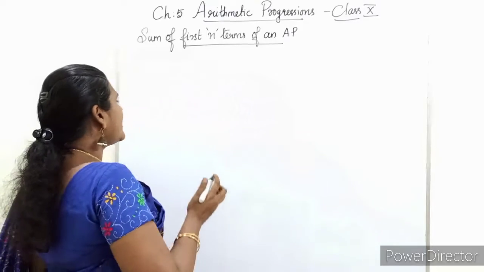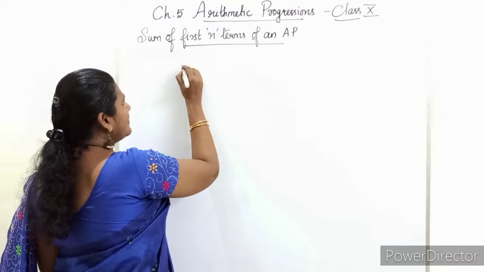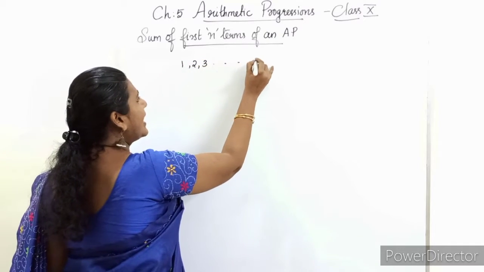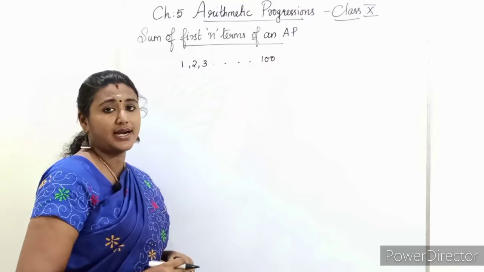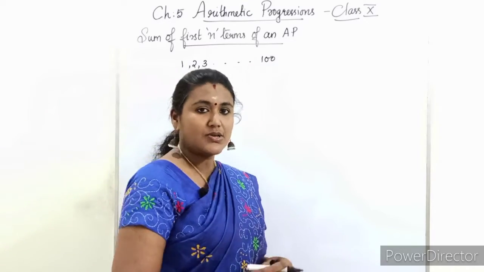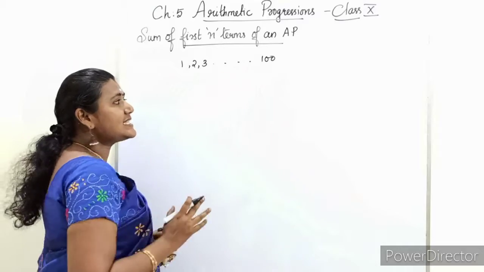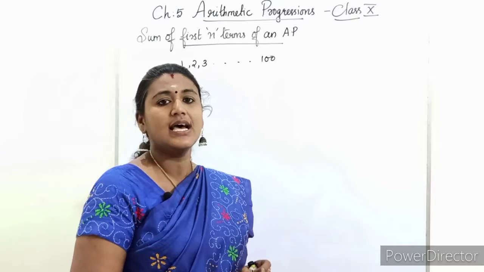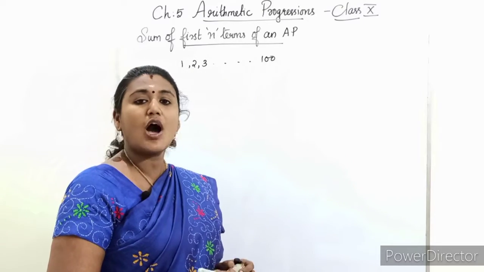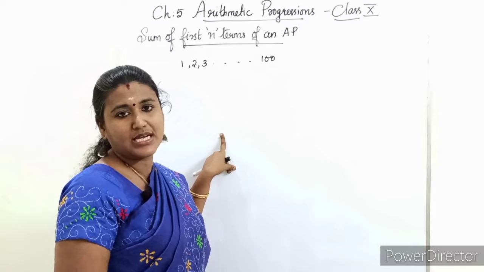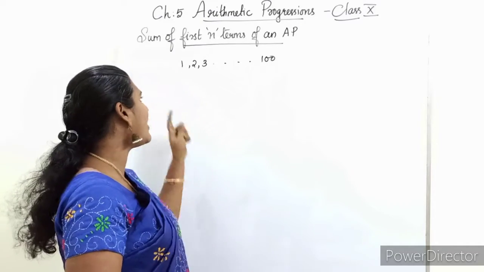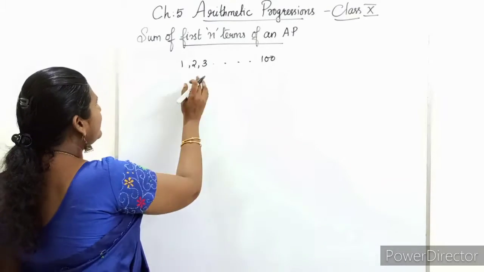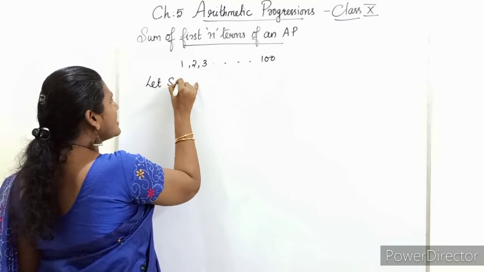We'll see now. Suppose you want to add the first positive integers from 1 to 100. If you want to add the numbers from 1 to 100, how will you do that? We'll see how we can add in an easy way, because if we add term by term, it is a very big process and it will take a lot of time. So how can we simplify the calculation, or what is the easy method to find the sum of positive integers from 1 to 100? First we will denote the sum of these numbers by S.